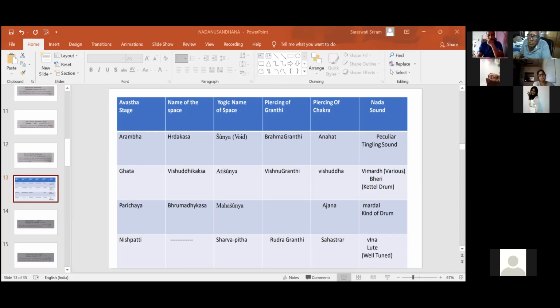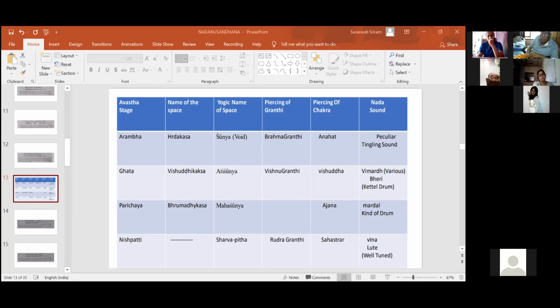Okay, now what is the source of this origin? Please mute yourself. Please mute, please. What is the source of this sound? You mute, Saraswati, you mute. Okay. What is the source of the sound?